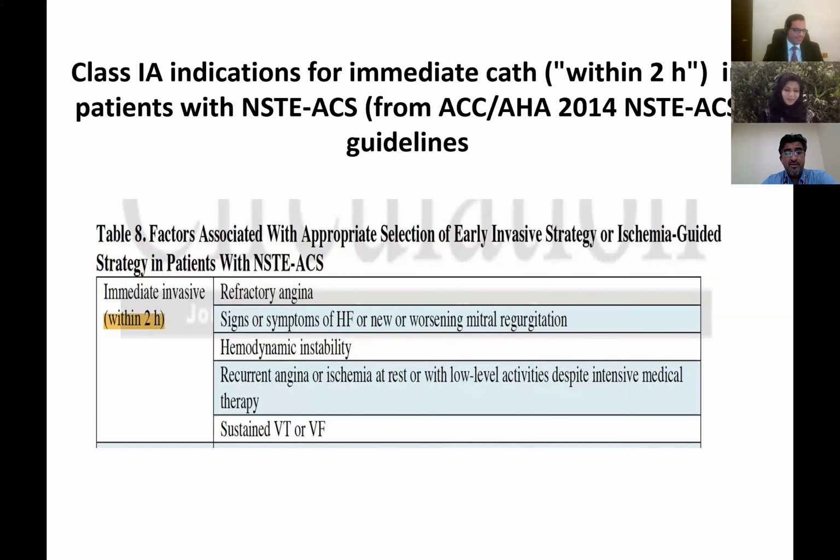We have a clear recommendation from the American Heart Association almost 6 years ago about taking patients with non-STEMI to the Cath lab. Certain patients with refractory angina need to go to the Cath lab. A new or worsening heart failure patient, especially with a new or worsening mitral regurgitation, should go to the Cath lab as soon as possible, within a couple of hours.